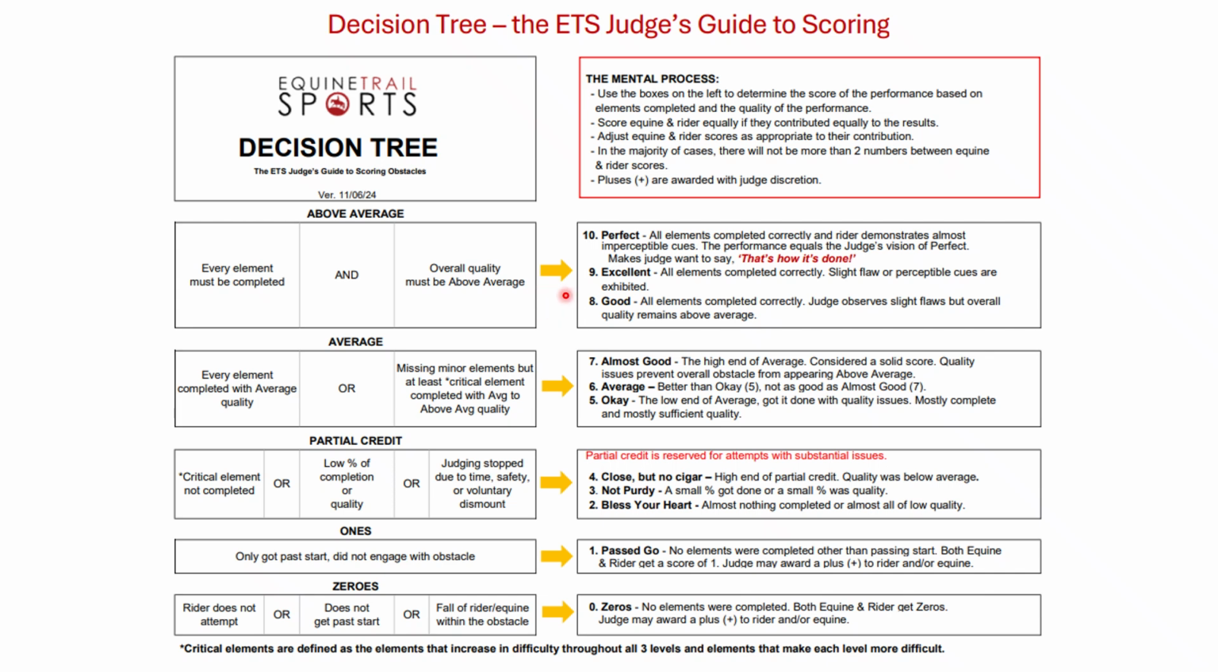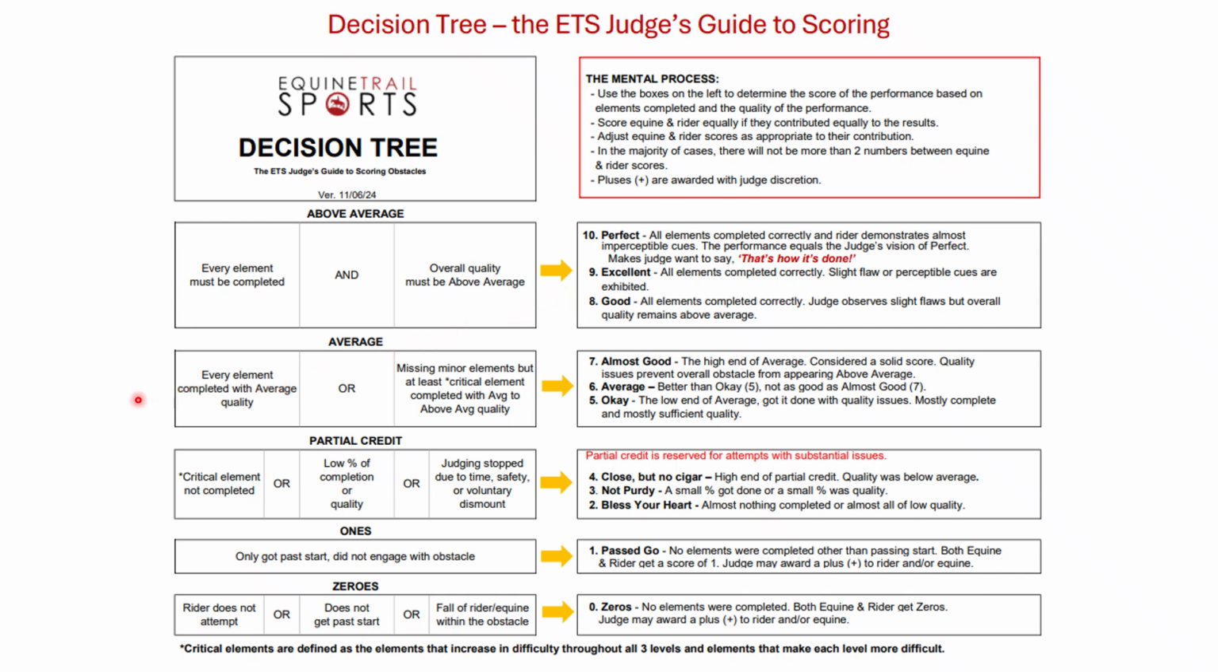An 8 is good. All elements completed correctly. The judge observed slight flaws, but overall quality remains above average. Maybe they got slightly crooked, or there was a small cue you saw, one or two small things that affected their performance. But overall, they qualified in performance and completion for above average.